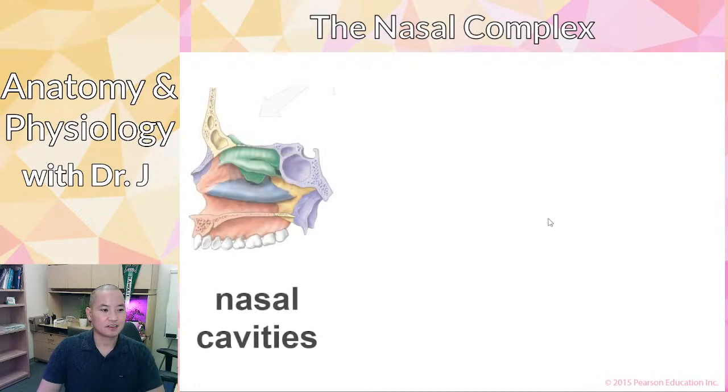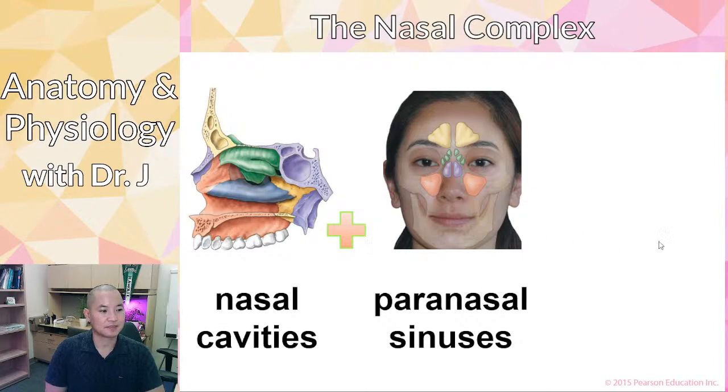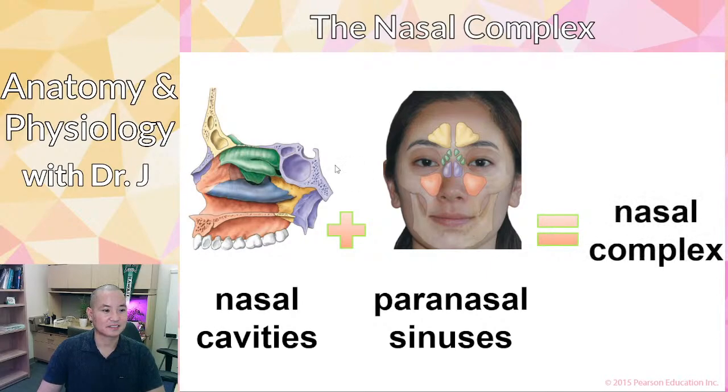And there's the nasal complex, and we did cover some of these. So the nasal cavity plus the paranasal sinuses form our nasal complex. Paranasal sinuses are actually very interesting. They're little small pockets within these bones. And you can actually see some of them over here. So notice that there's these little pockets.